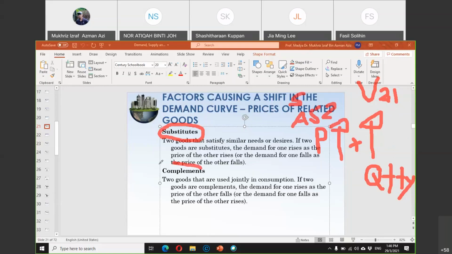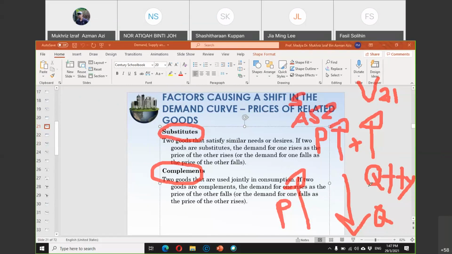But for complements, it should be negative. If the price of one goes up, then the quantity of the other goes down. For example, I mentioned cars just now, vehicles. Let's say the price of cars goes up. So the demand for accessories, for LCD or cushions or new sport rims, will go down, because when the price of cars goes up, people buy less of cars.